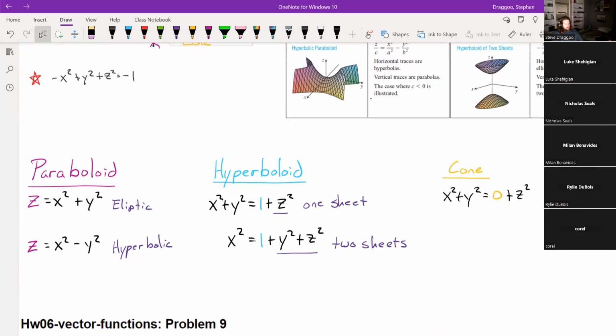The paraboloids, I think the paraboloids are pretty straightforward. It's elliptic if the square terms have the same sign. It's hyperbolic if they have opposite signs.